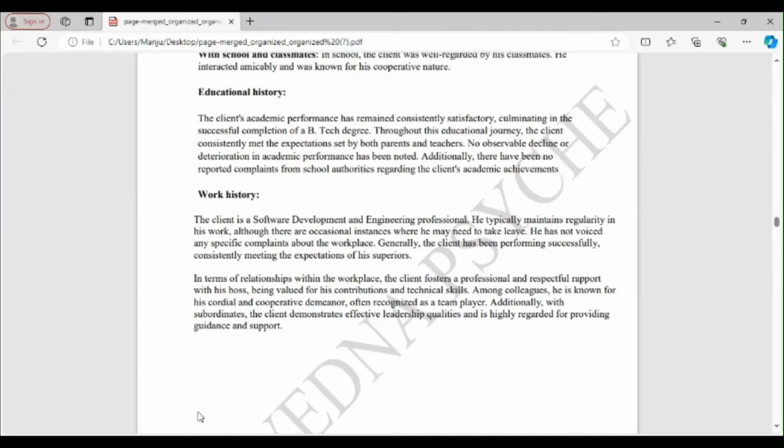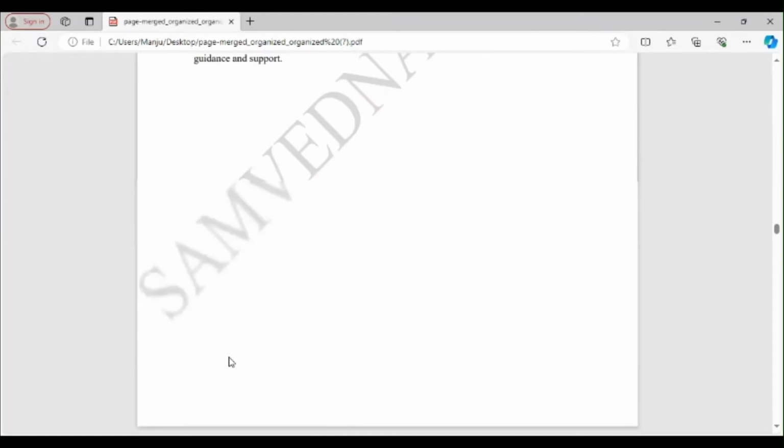In terms of relationship within the workplace, the client fosters a professional and respectful rapport with his boss, being valued for his contribution and technical skills. Among colleagues, he is known for his cordial and cooperative demeanor, often recognized as a team player. Additionally, with subordinates, the client demonstrates effective leadership qualities and is highly regarded for providing guidance and support.